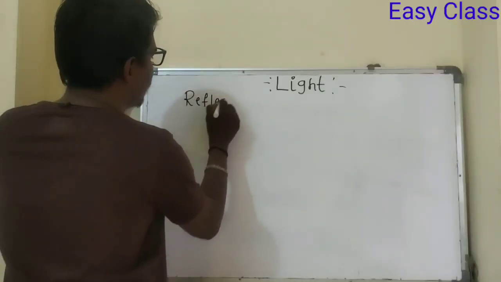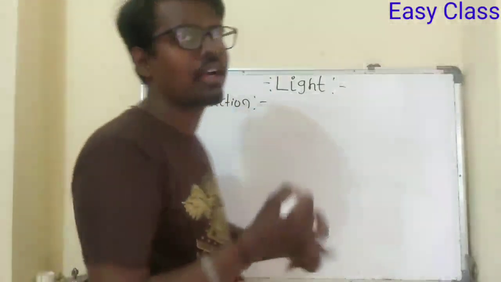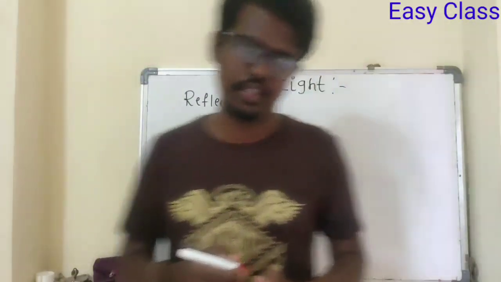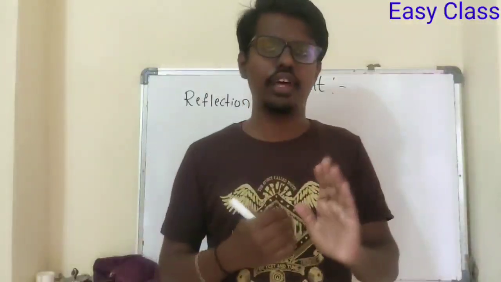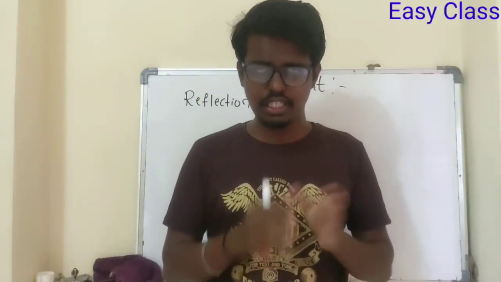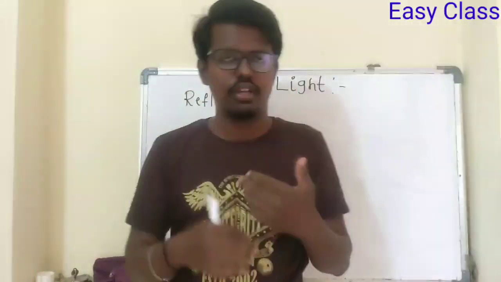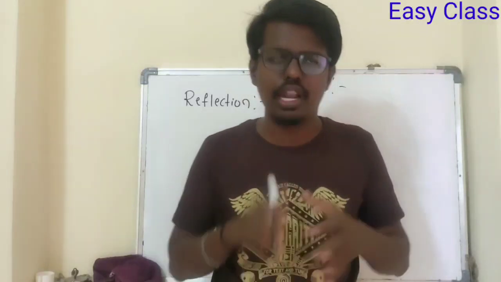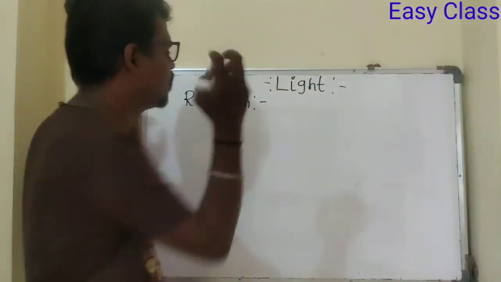So what do you mean by reflection? Reflection is nothing but bouncing back of a ray of light. Okay, the reflection meaning is bouncing back of a ray of light. In Kannada there are terms like ಬೆಳಕಿನ ಪ್ರತಿಫಲನ, ಬೆಳಕಿನ ವಕ್ರೀಭವನ. In reflection it is nothing but bouncing back.